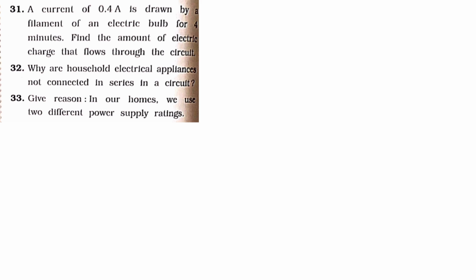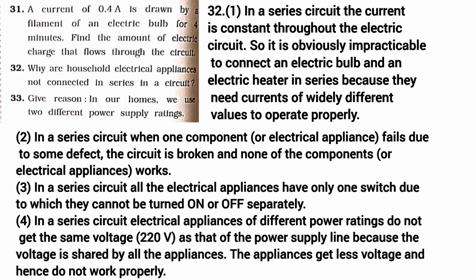Question number 32. Why are household electrical appliances not connected in series in a circuit? Answer. Number 1. In a series circuit, the current is constant throughout the electric circuit, so it is obviously impractical to connect an electric bulb and an electric heater in series because they need currents of widely different values to operate properly. Number 2. In a series circuit, when one component fails due to some defect, the circuit is broken and none of the components work.